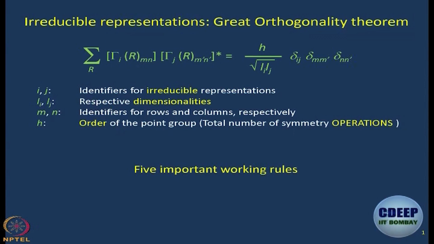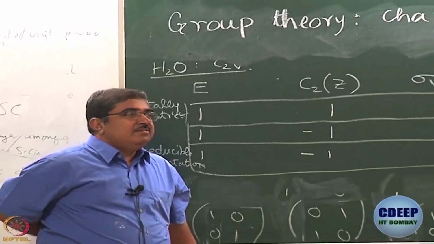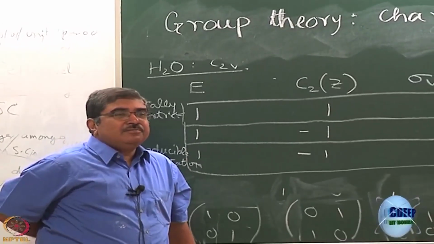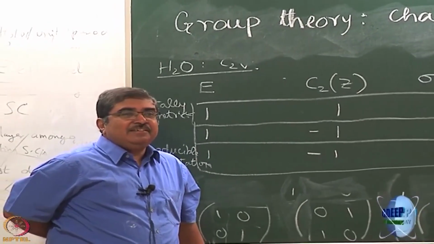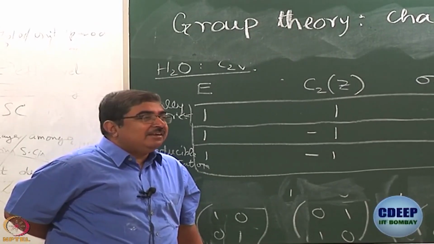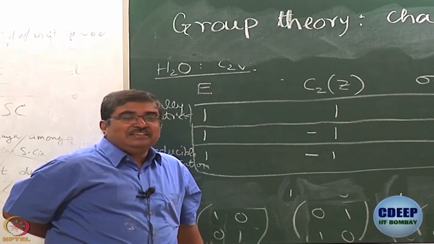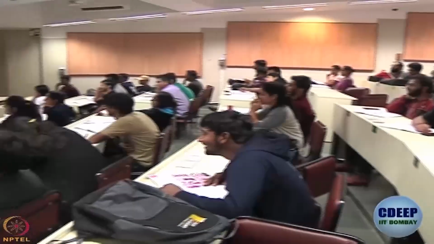In case of C2v, what is the total number of symmetry operations? 3 or 4? How many say 3? Okay, how many say 2? This is becoming like a bidding. What is the total number of symmetry operations in C2v? The correct answer is 4.